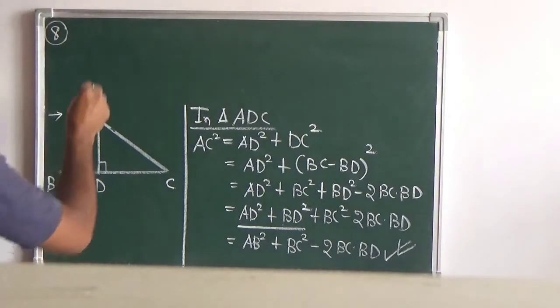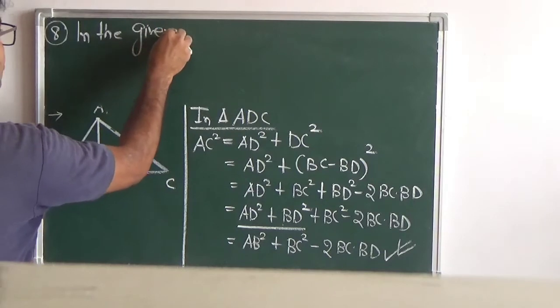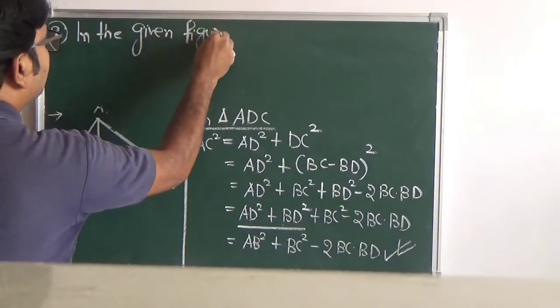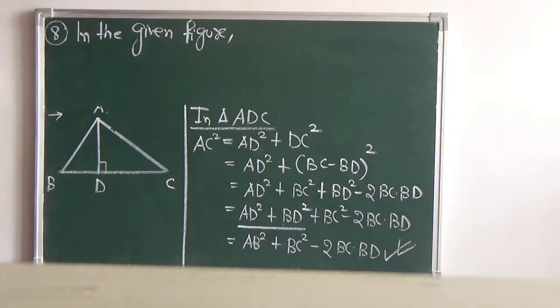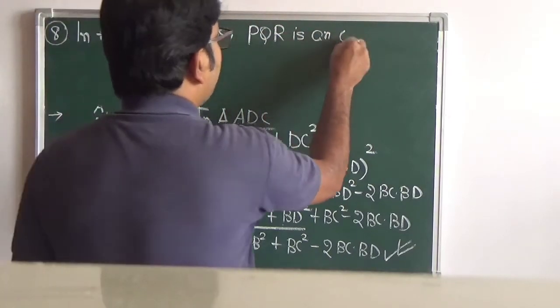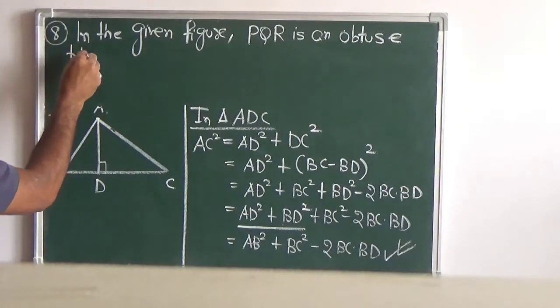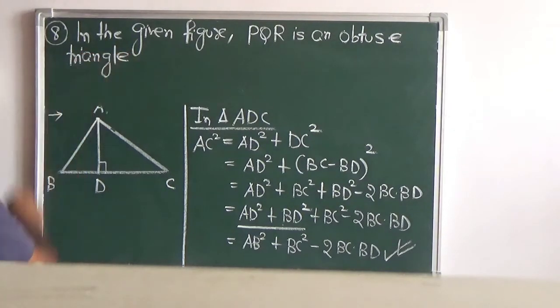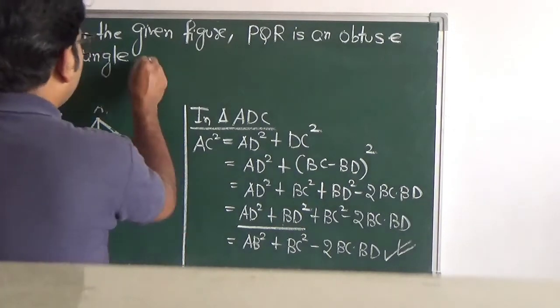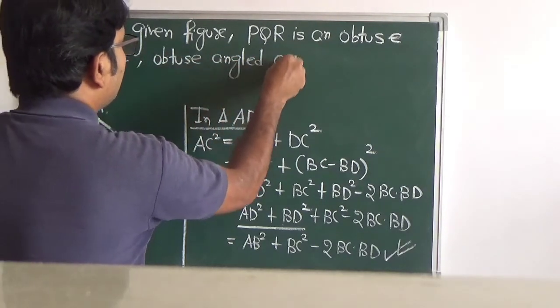In the given figure, we have PQR, an obtuse triangle. You know what an obtuse triangle is? One of the angles is an obtuse angle, meaning greater than 90 degrees. So PQR is an obtuse triangle, obtuse angled at Q.